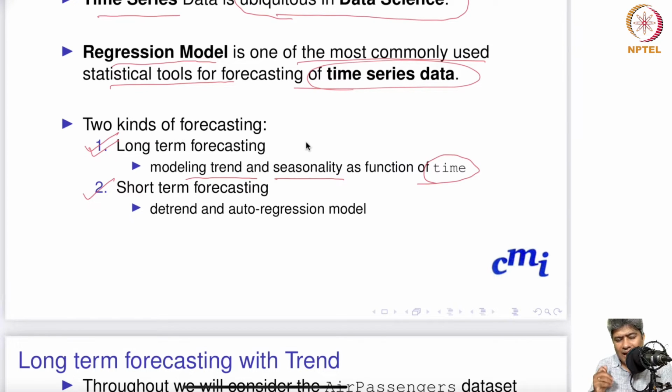In that kind of forecasting, we are not necessarily interested in the trend and seasonality that much. We are more interested in the local correlation and local features of the data. So in this case, typically we detrend the data, and autoregression models are very good for this kind of forecasting. We will discuss both objectives, long-term and short-term forecasting, where regression models can be used.